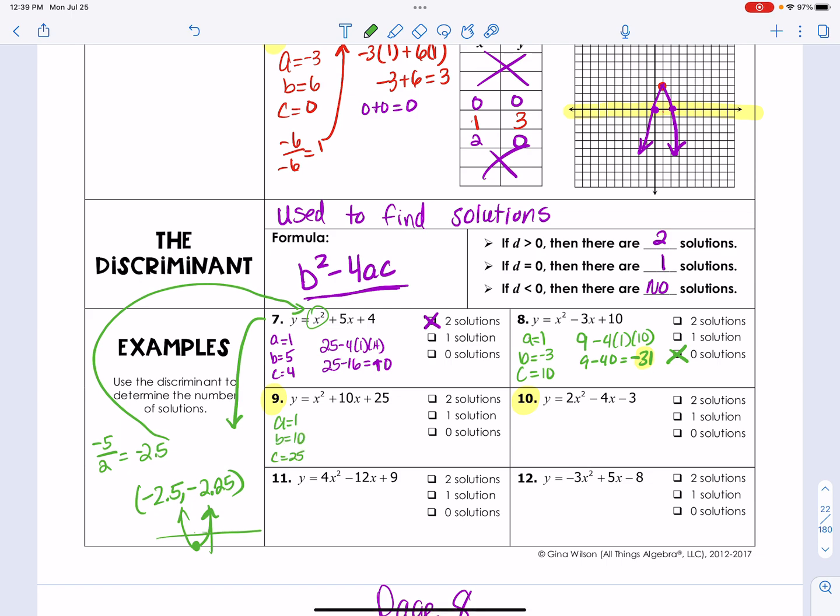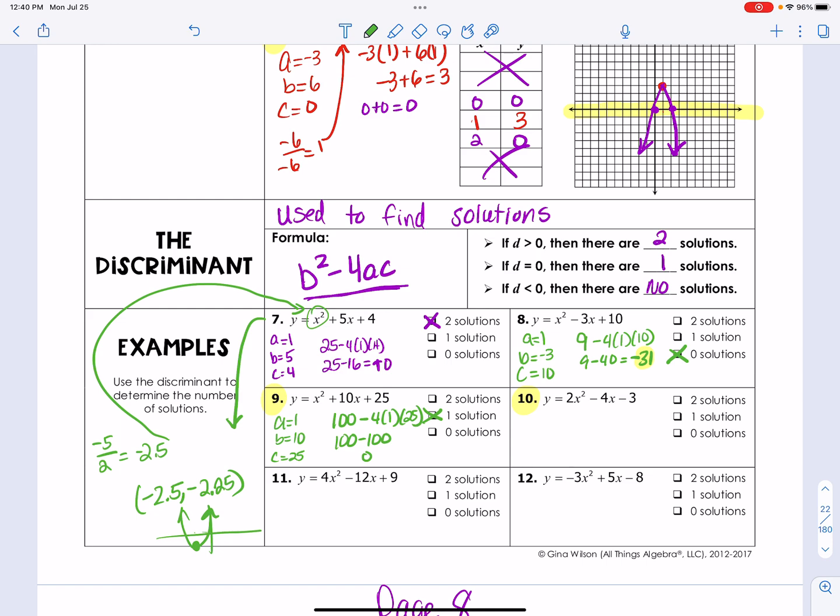So on this one, my A is 1, my B is 10, my C is 25. So I'm doing b squared, so that's 100. Minus 4 times 1 times 25. Well, 4 times 1 times 25, because you do multiplying first, is 100. 100 minus 100 is 0, which means that it has 1 solution. That means it's going to hit right on the axis.